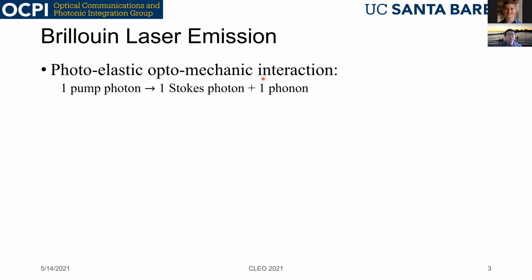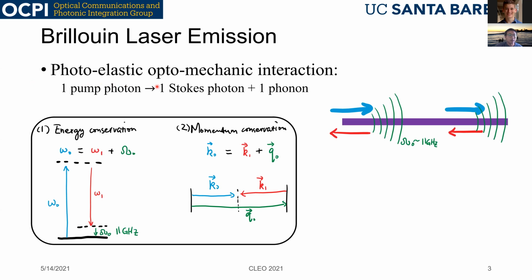The working principle of Brillouin laser emission is based on photoelastic optomechanical interaction, where a pump photon down-converts into a Stokes photon plus a phonon, and the phonon frequency in glass is usually around 11 gigahertz. This process also needs to comply with momentum conservation, because the phonon momentum is twice the photon momentum. So the Stokes emission propagates in the opposite direction of the pump photons.